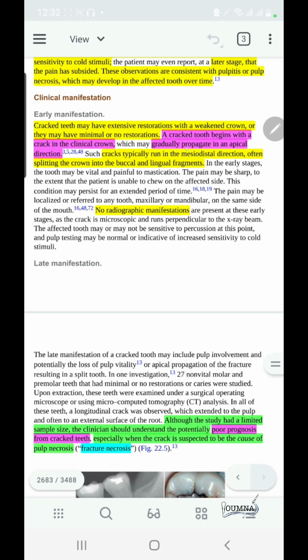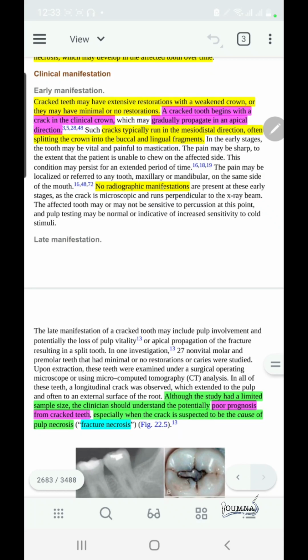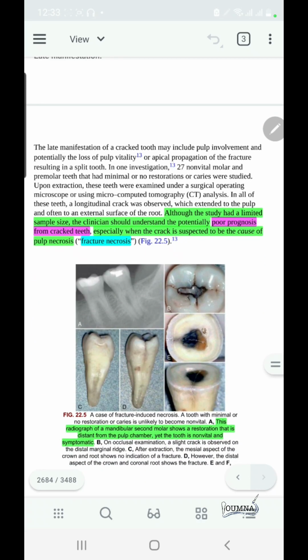This is due to the split tooth, or the crack, that begins coronally and extends to the apical part. This is an important differentiation between the split tooth and the vertical root fracture that we will see later on. Usually, the split tooth is in the buccal-lingual direction. We rarely find it in the mesio-distal direction. Another important thing is that we cannot see any radiographic manifestations, and this is also a differentiation from the vertical root fracture.